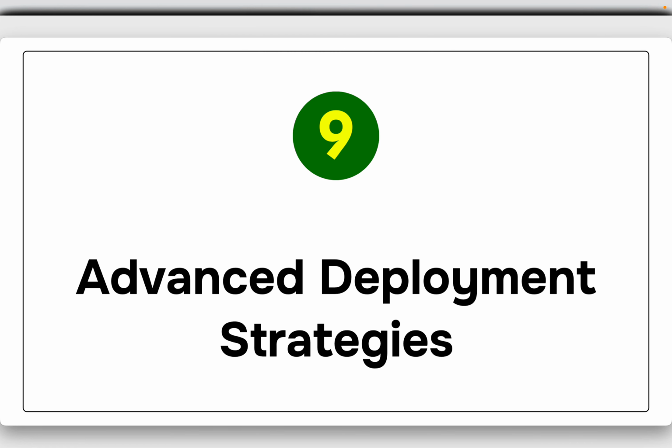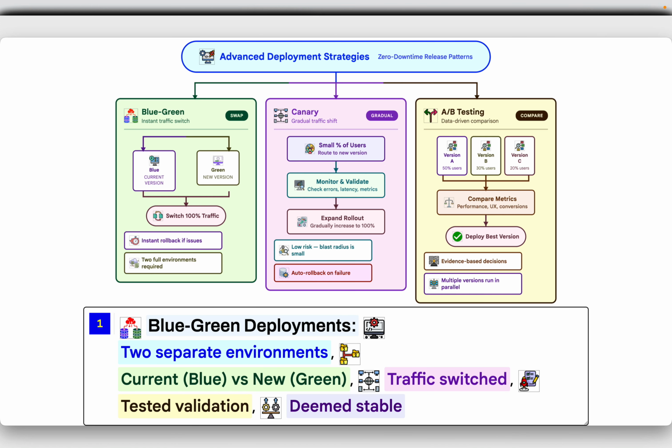Ninth topic is advanced deployment strategies. Blue-green deployments involve running two separate environments, one for the current version of your application, which is blue, and one for the new version, which is green. Traffic is switched between the two environments once the new version is tested and deemed stable.